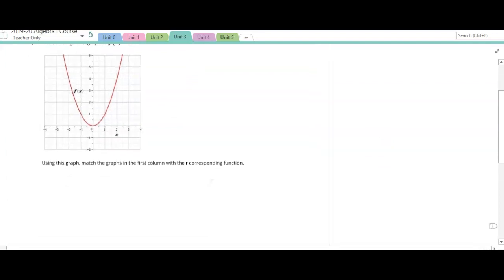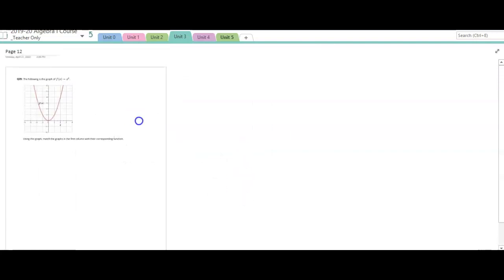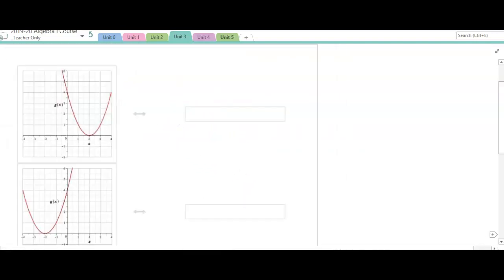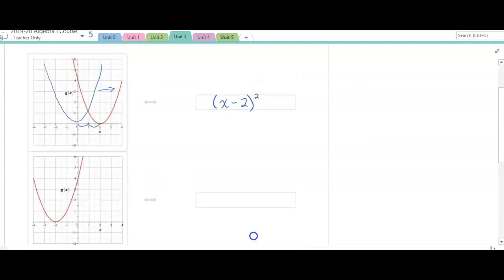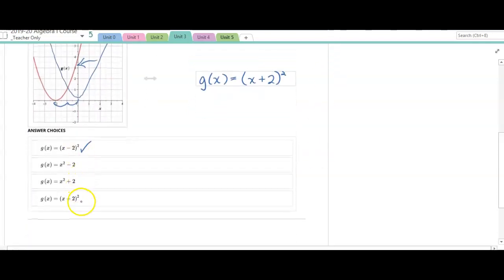Okay, we want to match the graphs in the first column with their corresponding functions. Here's the picture of our parent function. Remember that as we get to this one. Now we know that that graph that was right here at the center has moved 2 units to the right. How do we make it go 2 to the right? We subtract 2 inside the parentheses, which would be this one, g of x equals. Now you can see on the next one, I started at the center and I moved left 2 units. And we accomplished that by adding 2 inside the parentheses. So we've used that one, we've used that one.